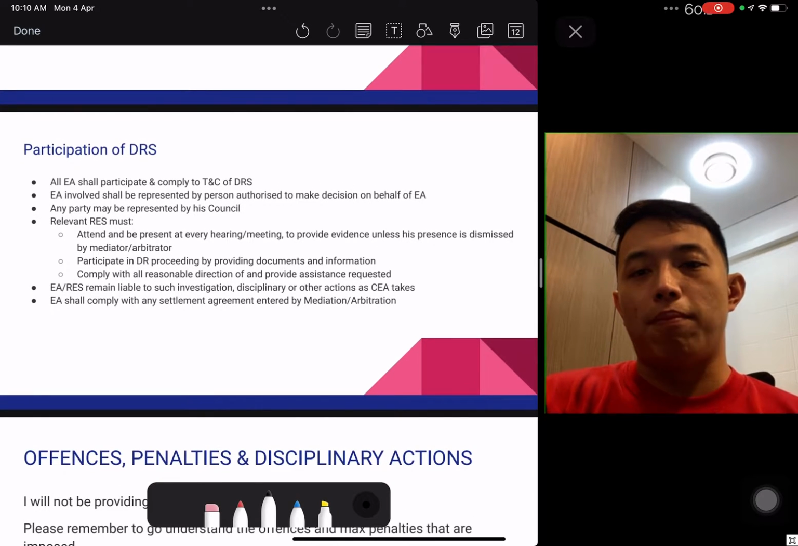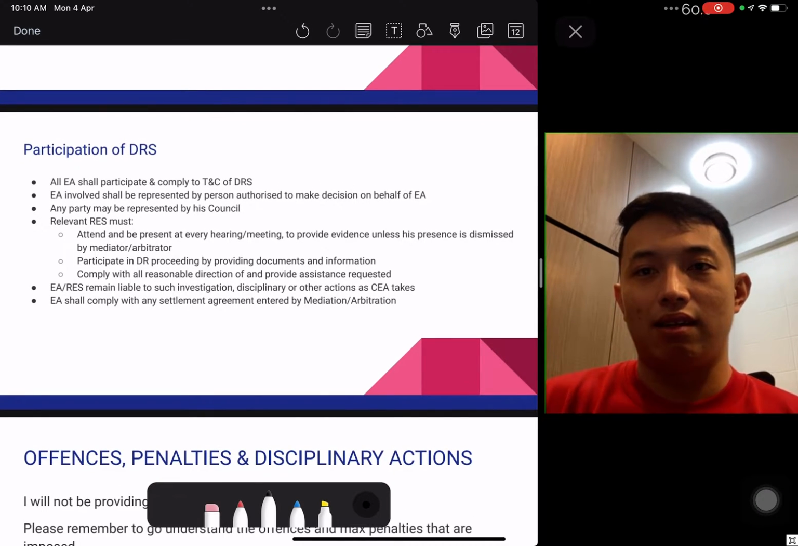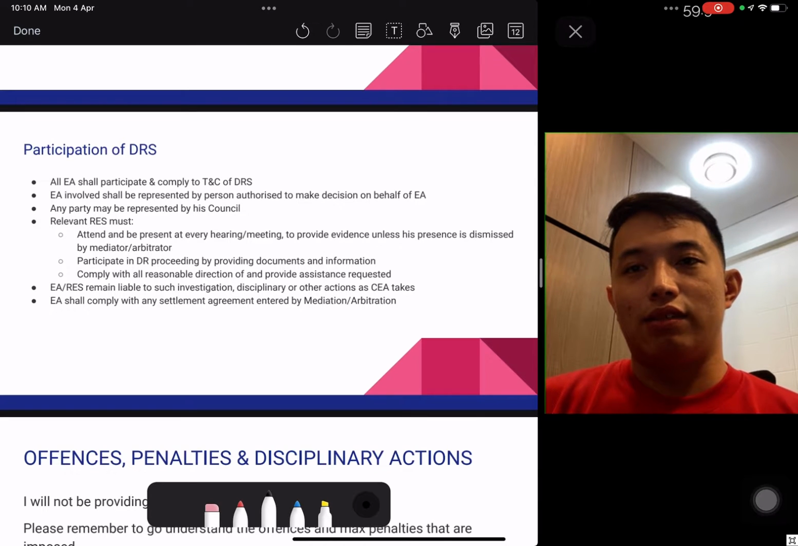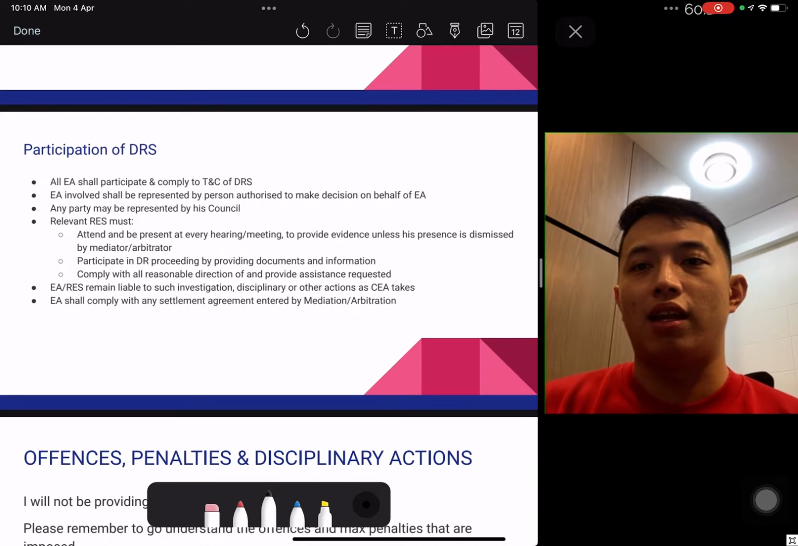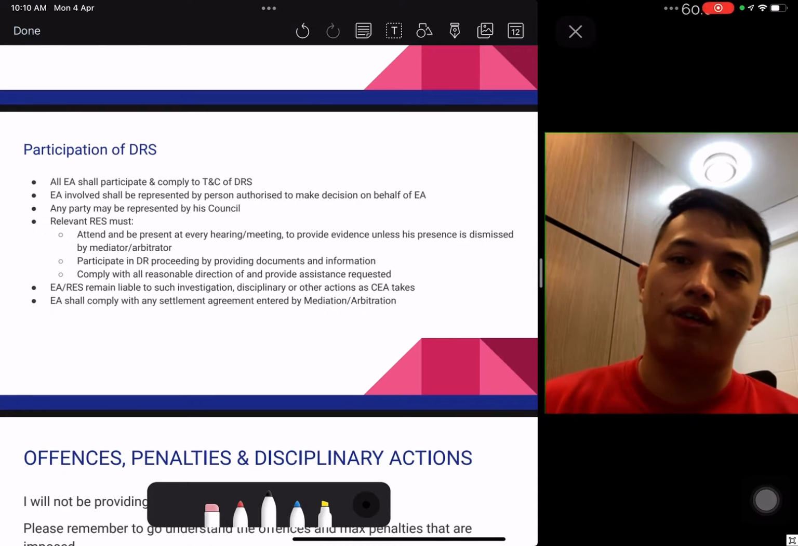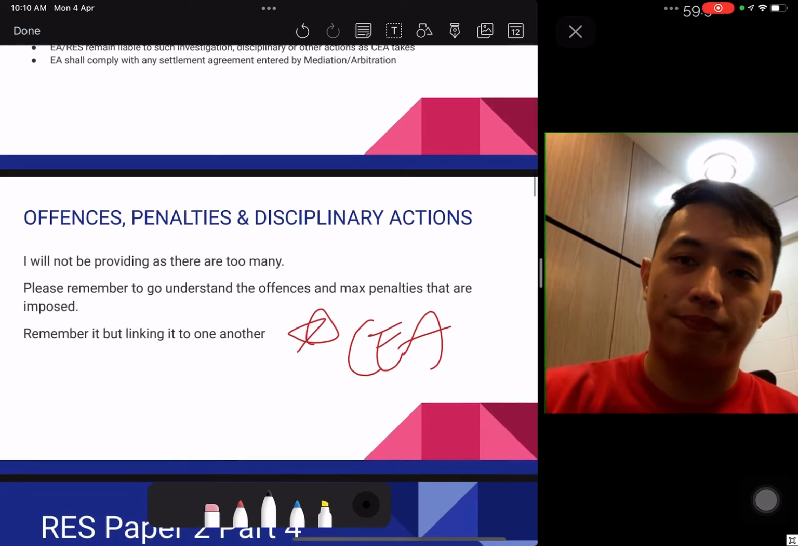All of them must participate in the dispute resolution. Everyone who is summoned, RES involved, must attend unless excused, must provide all information, give reasonable support, and must help out the investigation. It's quite straightforward.